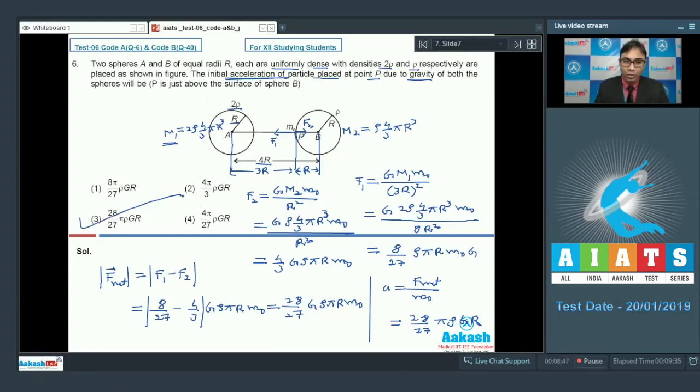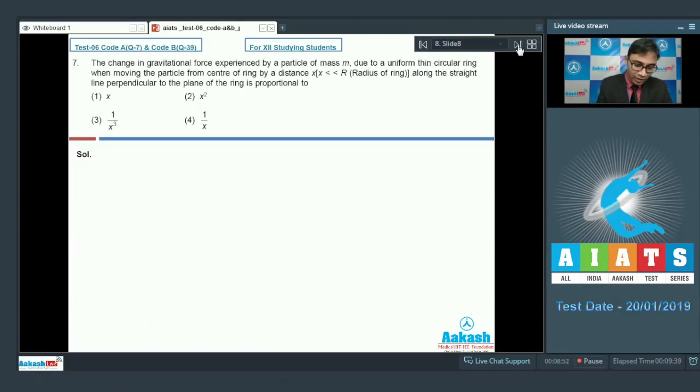Now let's move to question number 7. In question number 7, it says that the change in gravitational force experienced by a particle of mass m due to a uniform thin circular ring, when moving the particle from the center of the ring by a distance x along the straight line perpendicular to the plane of the ring, is proportional to. So according to the question, we have to calculate the change in gravitational force experienced by a particle of mass m due to a uniform thin circular ring.